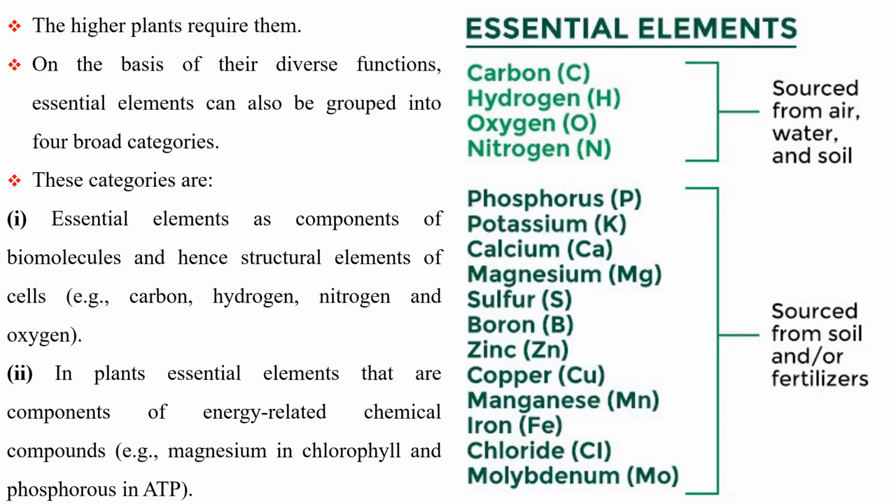On the basis of their diverse functions, essential elements can also be grouped into four broad categories. These categories are 1. Essential elements as components of biomolecules and hence structural elements of cells. 2. In plants, essential elements that are components of energy-related chemical compounds.